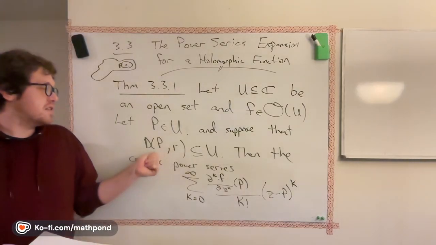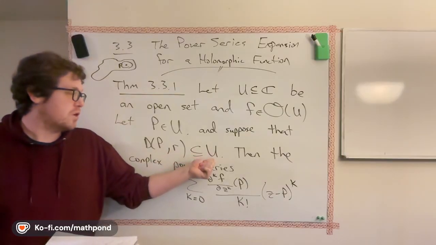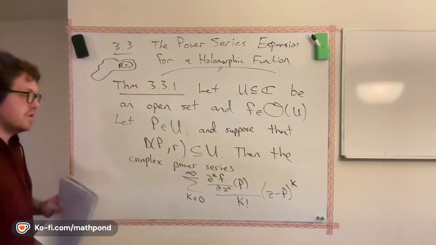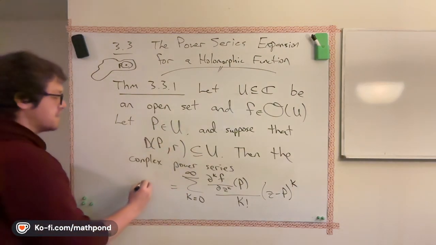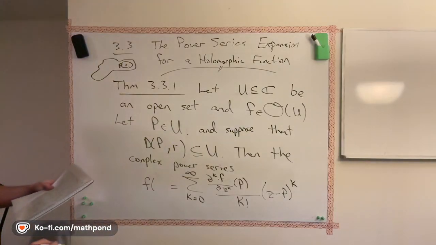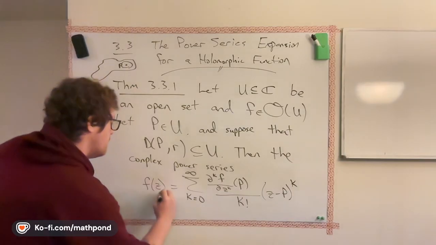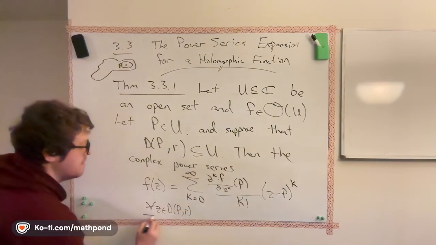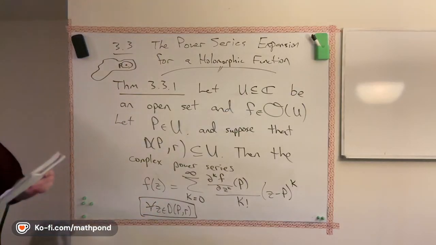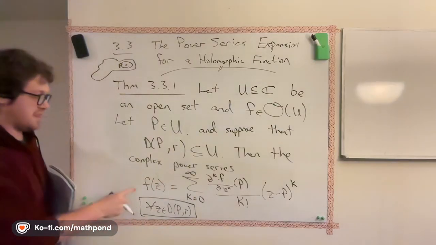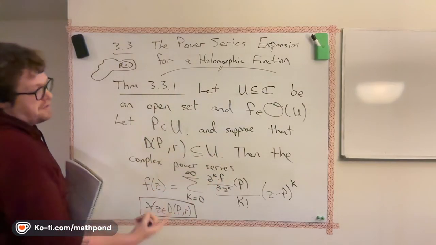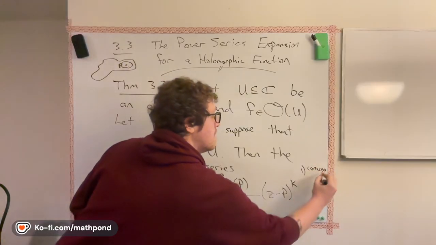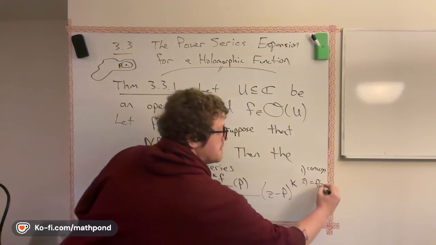Then the theorem says as long as this disk is contained within U, meaning that F is holomorphic on this entire disk, then this Taylor series converges and it equals F of z for every point inside this disk, so for every z in the disk around P of radius R. So it's actually two statements: first, that it converges, and the second statement is that it actually equals F of z.